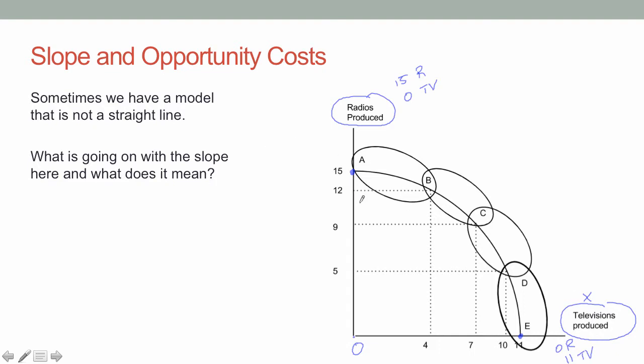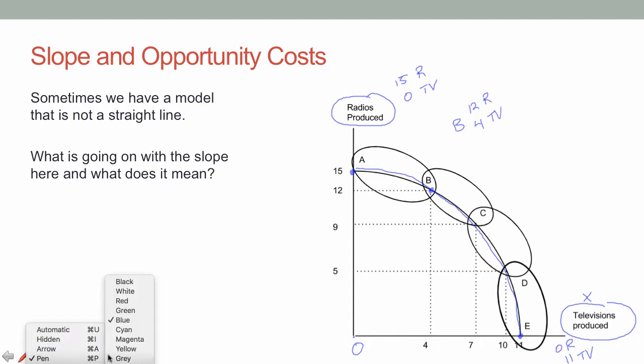But what's different here is this is not a straight line. So we've got a curved thing going on, which makes it even more interesting when you're trying to choose the best combination of goods to produce. So let's think about it in terms of slope and opportunity costs. I can make 15 radios and 0 TVs, but check out this point right here, B. B would say, well, I could also choose to make 12 radios and 4 TVs.